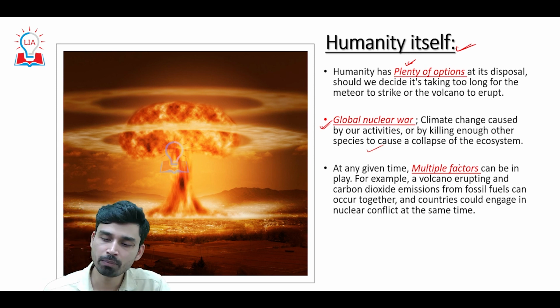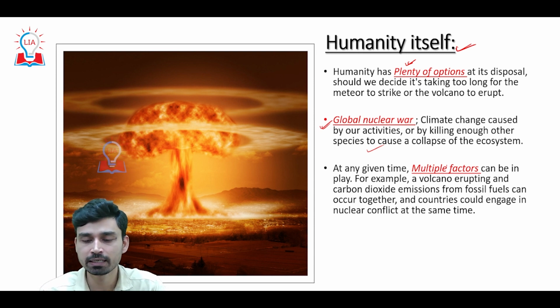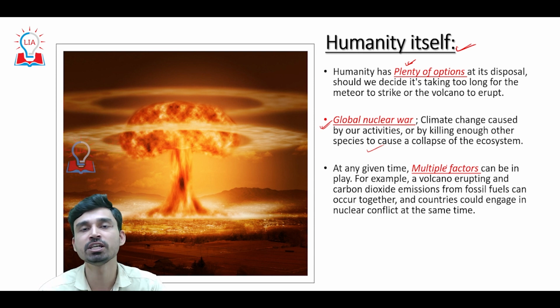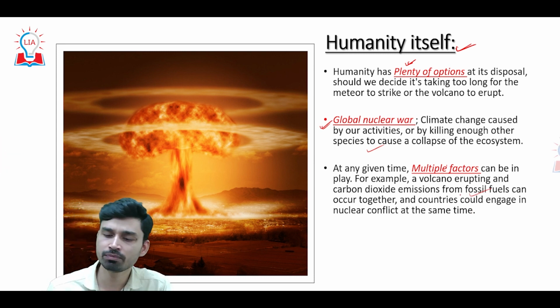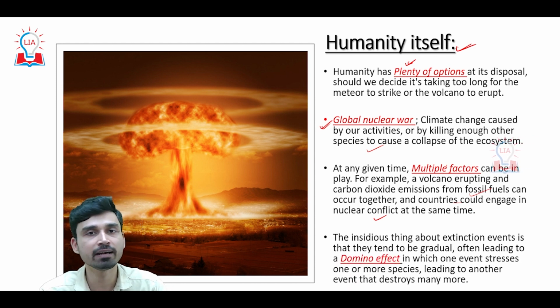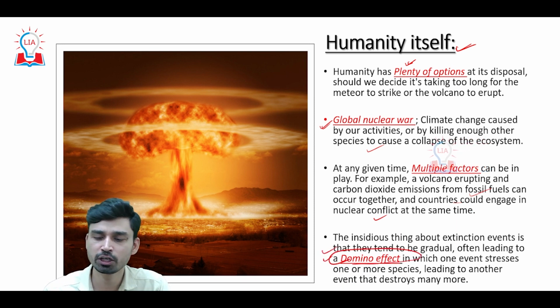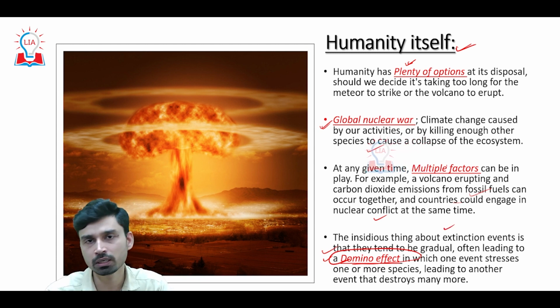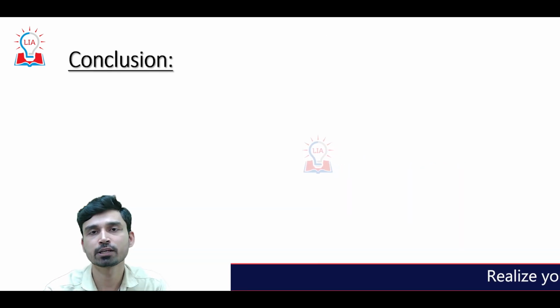So at any given time, we have multiple factors coming into play. For example, at the same time there can be a volcanic eruption going on. At the same time, we are having a huge amount of GHG gases, including carbon dioxide, being emitted from the industries and the vehicles. We are overly dependent on fossil fuels, and at the same time, if some countries get involved in nuclear conflict, obviously the end result of the confluence of these three deadly and disastrous events can lead to mass extinction. And this is something we can also refer to as a domino effect, because often one event leads to another, that event leads to another event, and if you combine and look at the overall impact of these, then you have nothing but the mass extinction of the Earth.